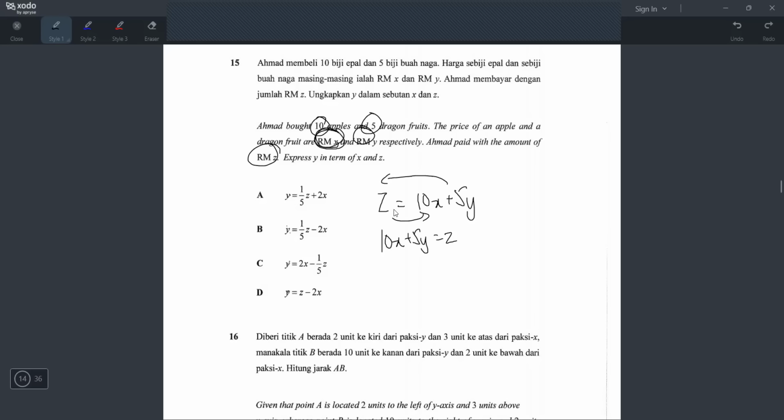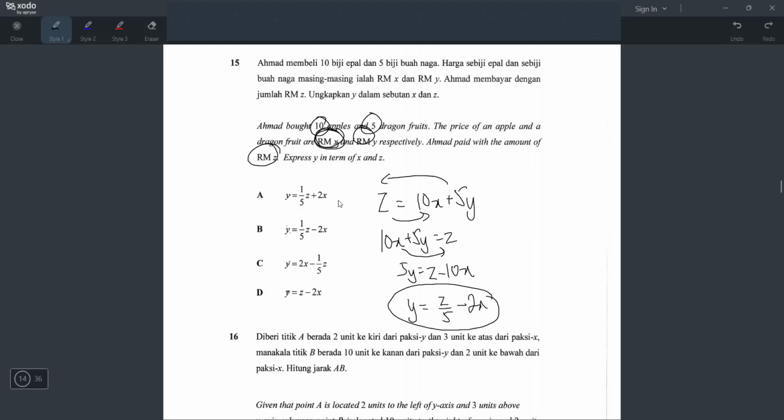And then now I try to make Y the subject. Because all the options here make Y the subject, I will try to make Y single. So what I will do is I move the 10X first, becoming minus 10X. And then the times 5, I move there, becoming divide by 5. So it will be Y equals Z divided by 5, and then minus 10X also I have to divide by 5, which is negative 2X, right? So this is your answer.